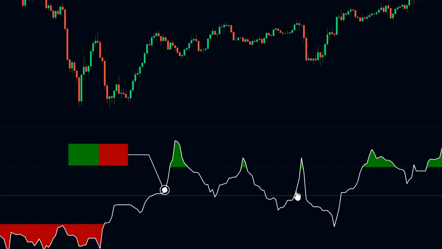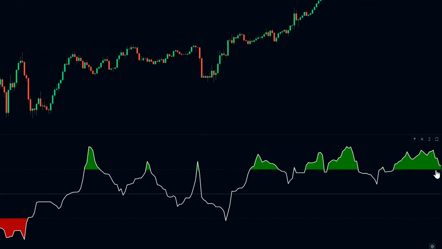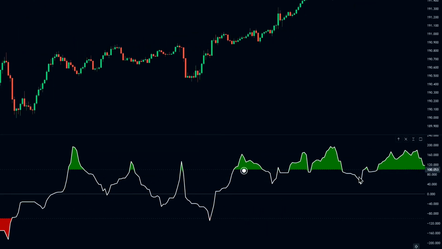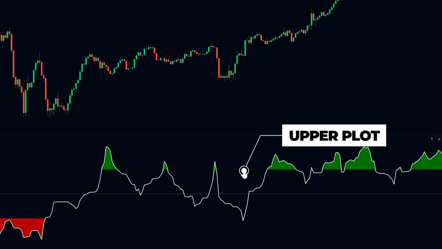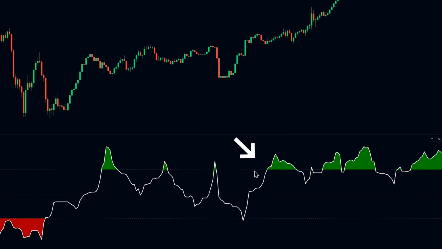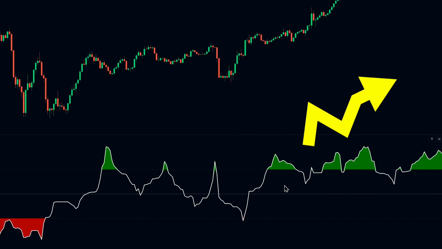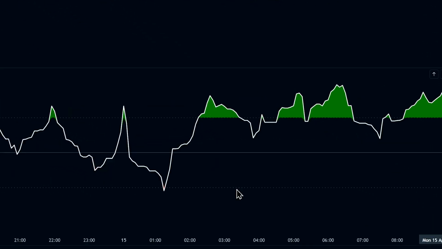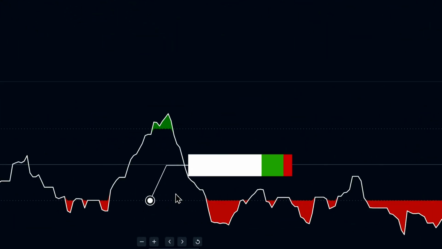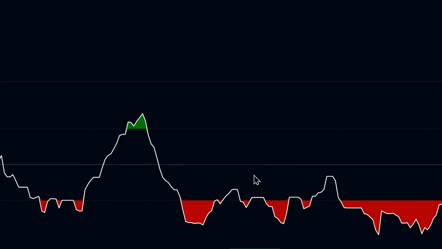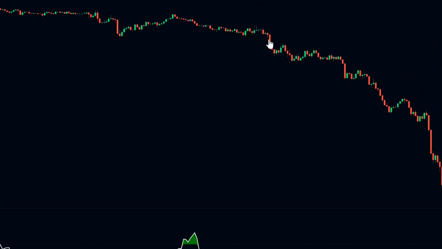The white line you see moving across is called the TTF line, and it shows the market's trend direction. There are 3 key horizontal lines. The top line at the 100 mark is the upper plot. When the TTF line crosses above this, it signals a strong bullish trend. The bottom line at the minus 100 mark is the lower plot. If the TTF line falls below this, it indicates a strong bearish trend.